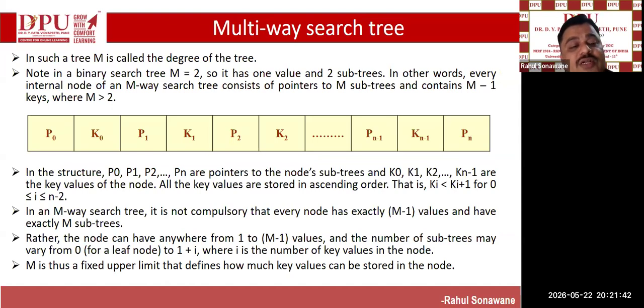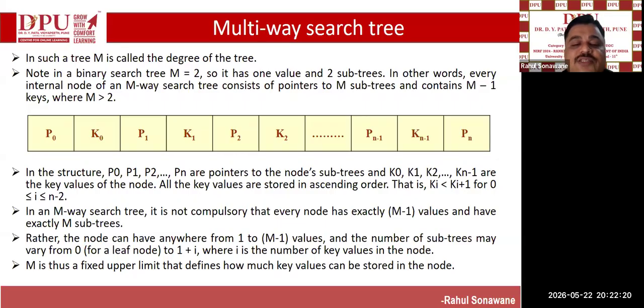In this particular structure, P0, P1, P2, and Pn represent the pointers to the subtrees of the node, and K0, K1, K2 up to Kn minus 1 are the key values of the node. And all the key values are in sorted order. It means K0 is less than K1, K1 is less than K2, K2 is less than Kn minus 1. That is, for every i, Ki is less than Ki plus 1.